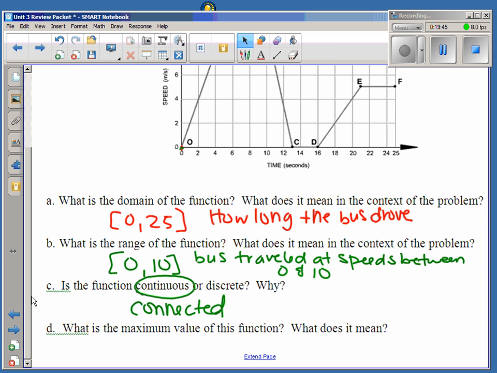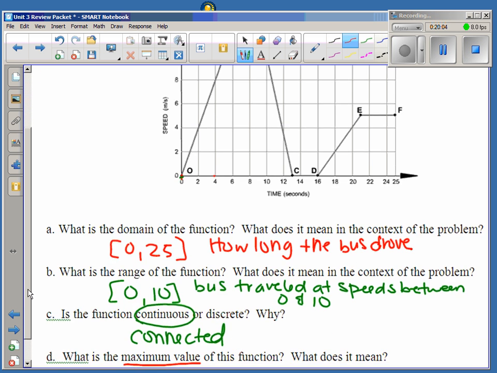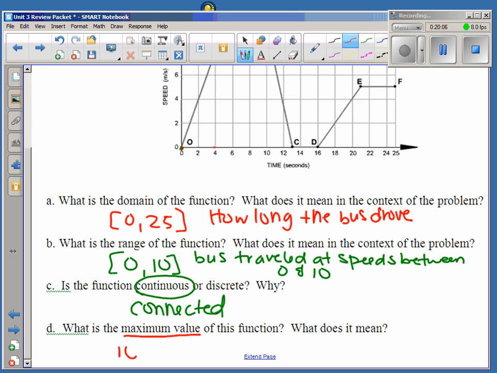All right, the maximum value is the one I got a lot of questions on today. It's because you don't know really what it's asking. It doesn't want the maximum x, maximum y. Anytime you have a real world problem, the maximum value is just the top y value. So in this case, it's 10. And if it asked you when it occurred, you'd write between 4 and 10 seconds. But it's just asking us what is the maximum value. So the maximum value is 10. And what does it mean? It's the maximum speed the bus got to.